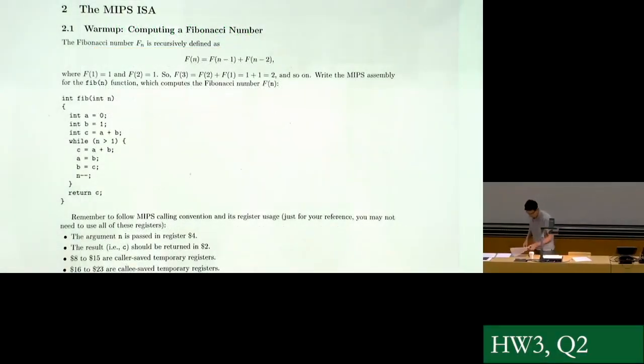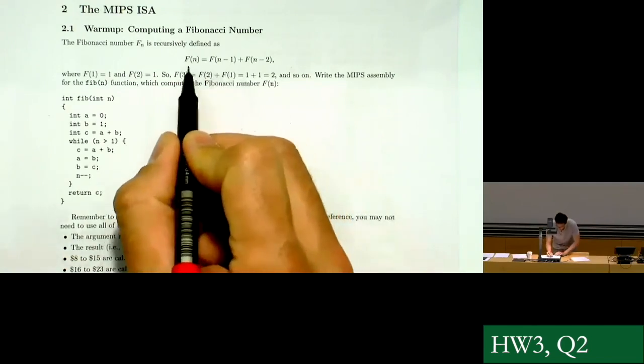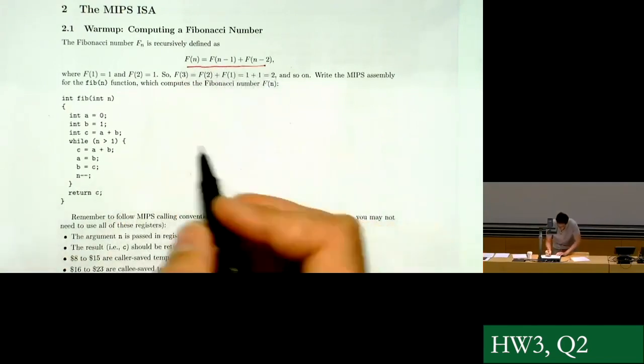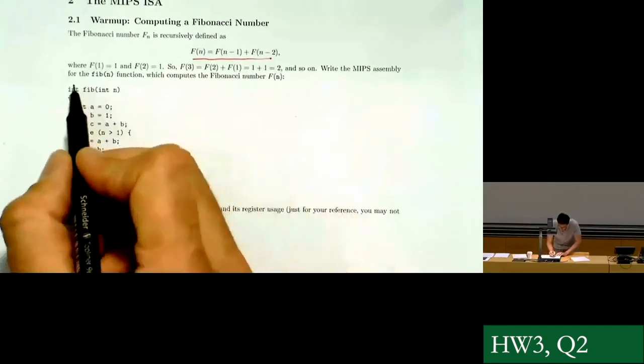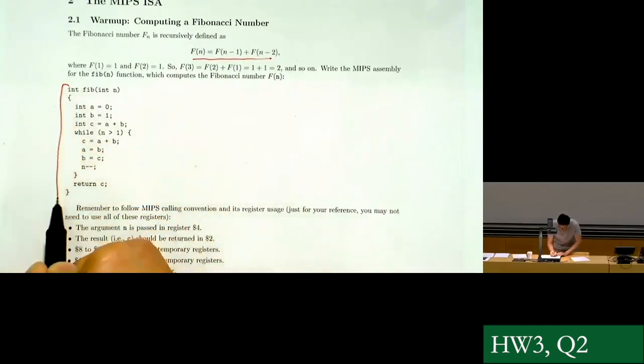Yeah, this question has 2 parts. In the first part, it's a warm-up, computing a Fibonacci number. So this is about writing MIPS code to compute the Fibonacci number. And as you know, this is the expression for calculating the Fibonacci number. And here you have a high-level language code, C code, to calculate this Fibonacci number.